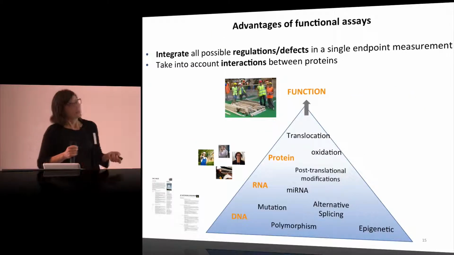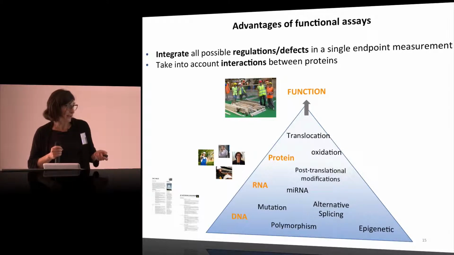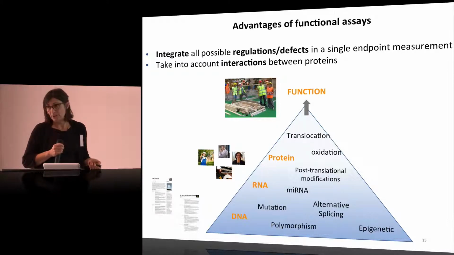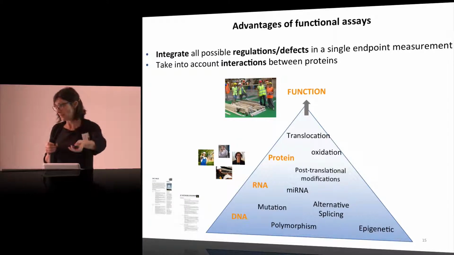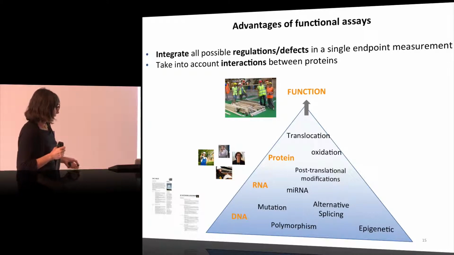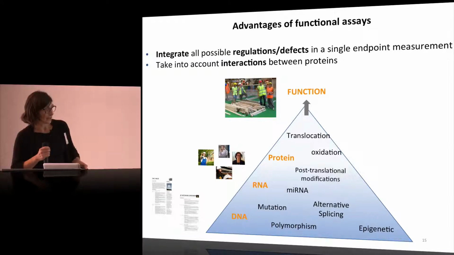So what are the advantages of functional assays over just looking at DNA, RNA, or proteins? When you look at the DNA, that's like the theoretical scales of the DNA. That doesn't tell you how well the enzymes that are coded really work. In addition, there are a lot of regulatory mechanisms that can influence the function of the proteins at the different levels of the protein and enzyme synthesis.